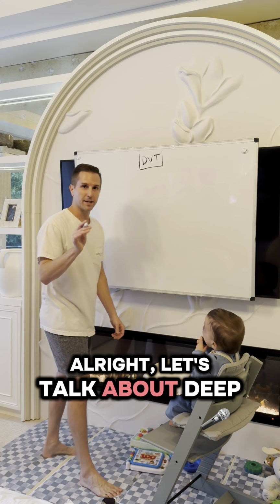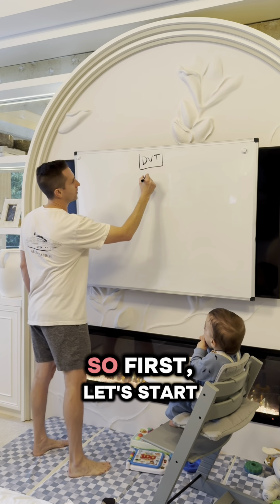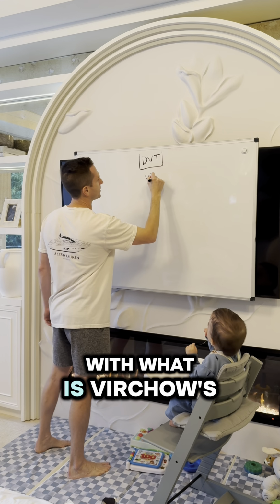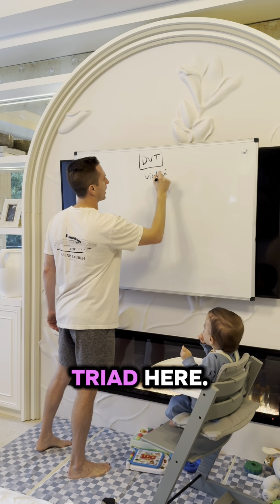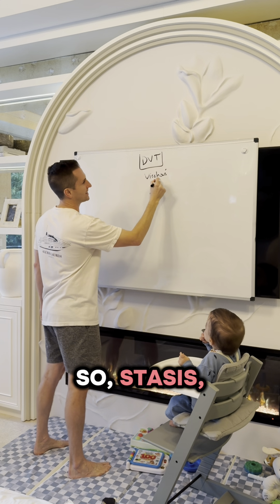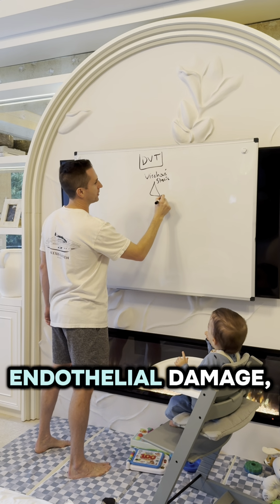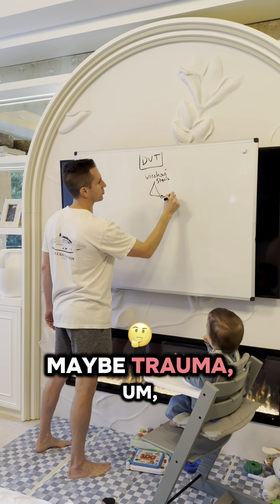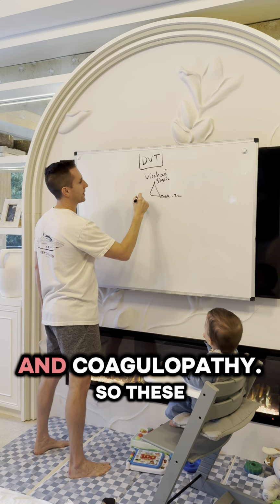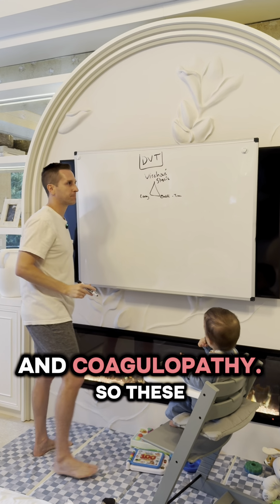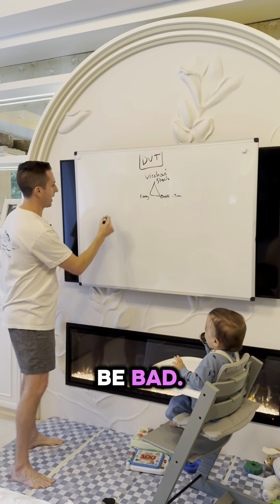All right, let's talk about deep vein thrombosis. So first, let's start with what is Virchow's triad here. So stasis, patient sitting in bed, endothelial damage, maybe trauma, and coagulopathy. So these three things are going to be bad.